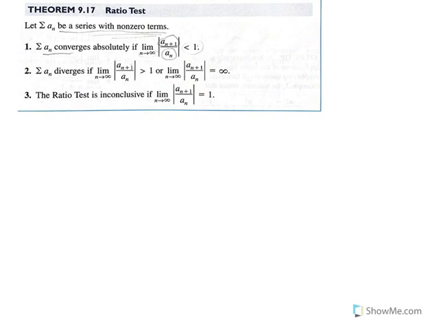So if the limit is less than 1, then you may conclude using the ratio test that your series converges absolutely. If the limit is greater than 1 or infinity, you may conclude using the ratio test that the series diverges. However, if you find that the limit is equal to 1, you cannot reach any conclusion using the ratio test. The series could be convergent or it could be divergent, so you have to find out using something else that we've learned.